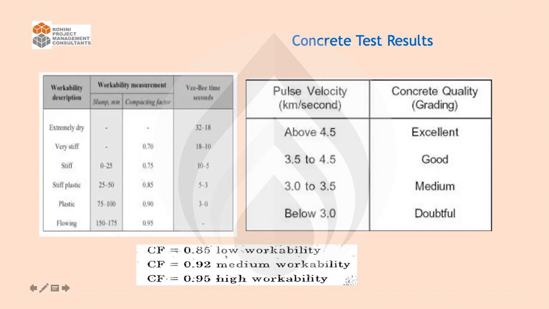When you talk about workability, you also have the compacting factor. These are the interpretations. When you have 0.85, it's low workability. When you have 0.95, it is high workability. And what I told you about the pulse velocity, when you get a reading of 4.5, whatever grade you are talking about, that's an excellent grade of concrete. Then in the range of 3.5 to 4.5, it is called good. 3 to 3.5 is medium, and below 3, it's doubtful. So this is a very common interpretation of the concrete tests we carry out.